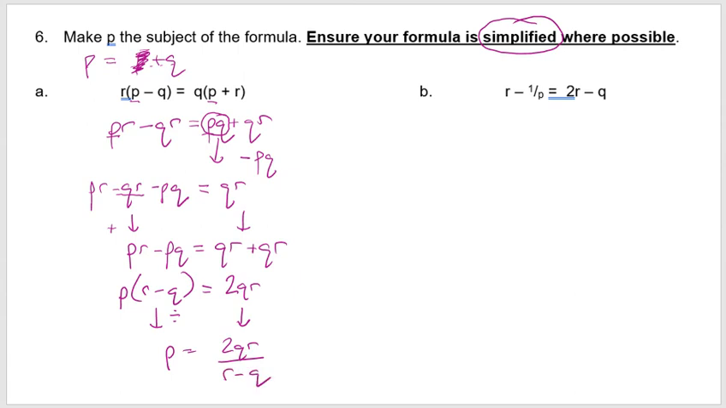We don't need the brackets anymore. You can keep them in if you want, but we know that we're dividing by all of r minus q, so the brackets won't make any difference if they're there or not.